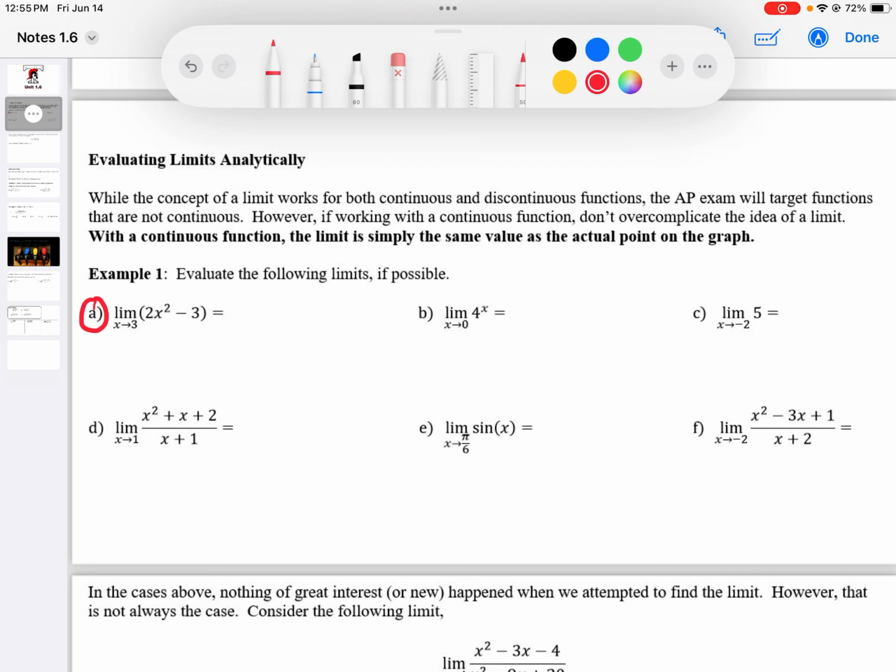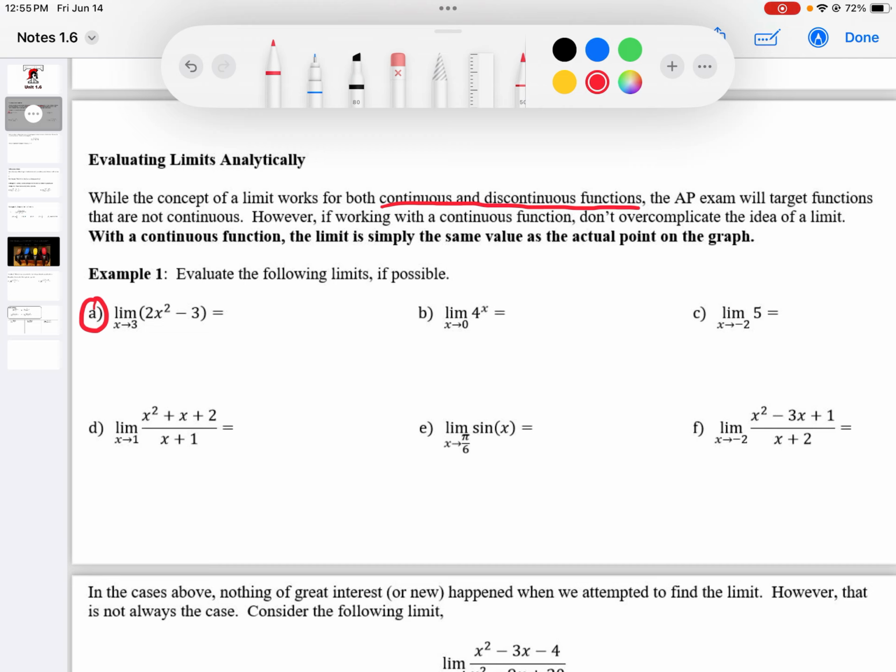So it says, while the value concept of limit works for both continuous and discontinuous functions, which we're going to talk more about coming up, the AP exam will target functions that are not continuous. However, if working with a continuous function, don't overcomplicate things. With a continuous function, the limit is simply the same value as the actual point on the graph.